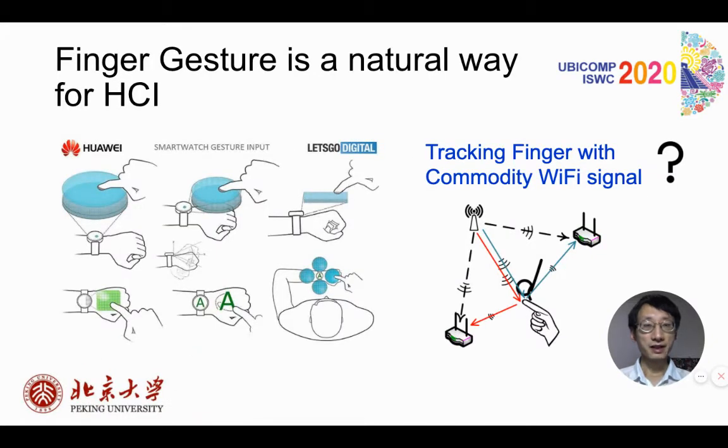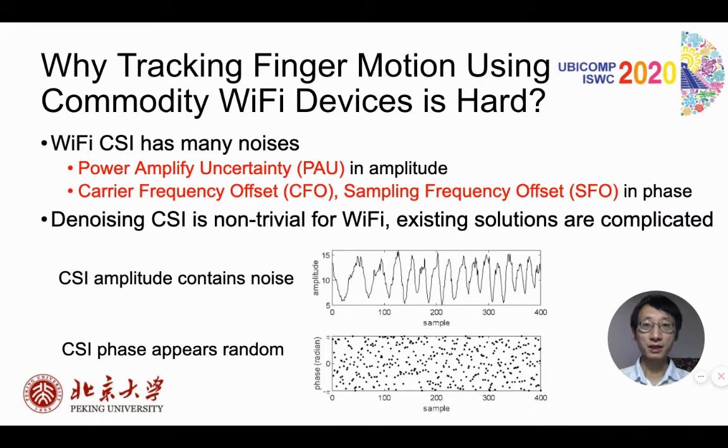Finger gesture is a natural way for human-computer interaction. There are many applications that can benefit from finger gesture input, such as interacting with smart devices. But tracking finger motion in the air using commodity Wi-Fi equipment is still not possible. The most recent Wi-Fi-based motion tracking systems using commodity Wi-Fi devices achieve sub-meter level accuracy. They can track human motions but not centimeter level finger motions.